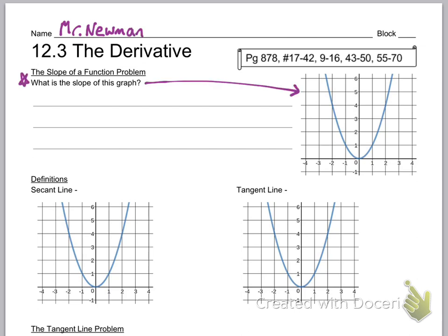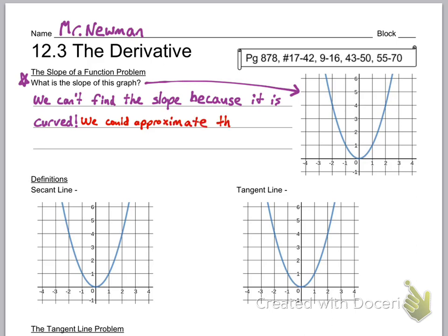Alright, so first thing you might notice is that for this graph on the right here, we can't find the slope like we normally do because it is curved. Hopefully that was your first thought. And maybe some of you also thought about, well, we could approximate the slope with a line. And there are lots of different options here.